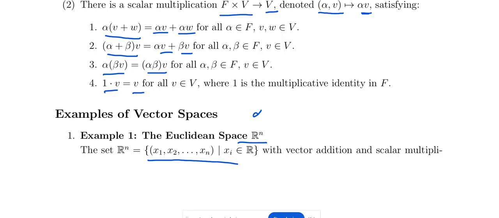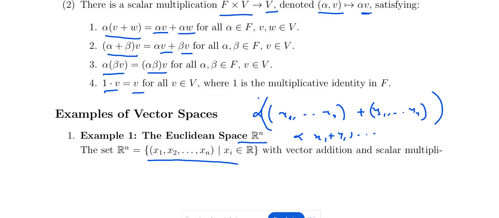ஸோ ஆல்ஃபா இஸ் சம்திங், வி என்றது each and every element is in the form of n tuples x1 and so on xn, and plus y1 y2 yn. ஸோ இது ரெண்டையும் ஆட் பண்ணிங்கன்னா என்ன ஸ்ட்ரக்சர் வரும்னு தெரியும். ஸோ ஆல்ஃபா இன்ட்டு x1 ப்ளஸ் y1 அண்ட் ஸோ ஆன் xn ப்ளஸ் yn.